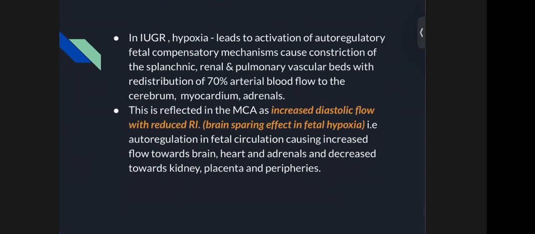In IUGR, hypoxia leads to activation of autoregulatory compensatory mechanisms, causing constriction of the splanchnic, renal, and pulmonary vascular beds with redistribution of 70% of arterial blood flow to the cerebrum, myocardium, and adrenals. This is reflected in MCA as increased diastolic flow with reduced RI. This is the brain sparing effect of fetal hypoxia.